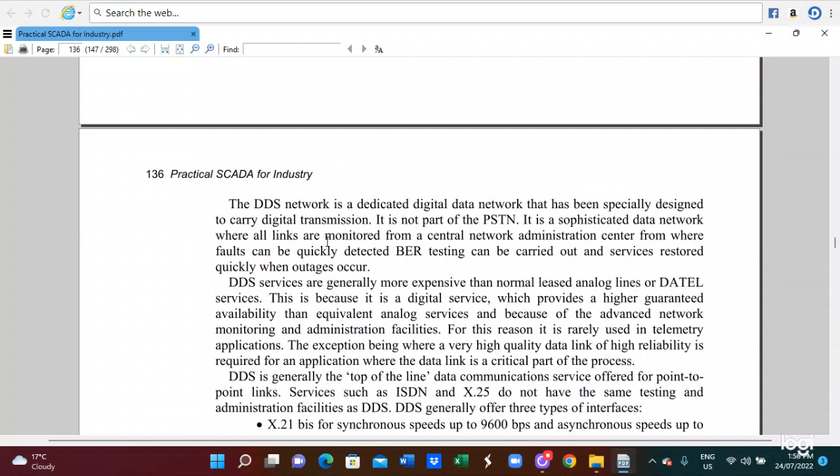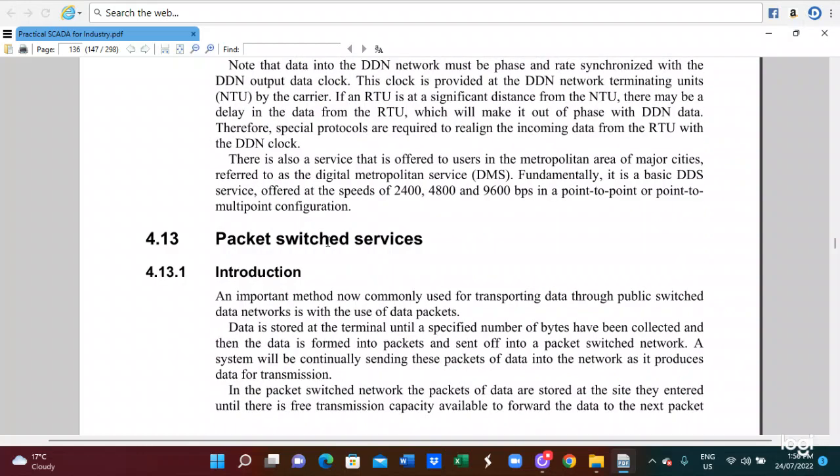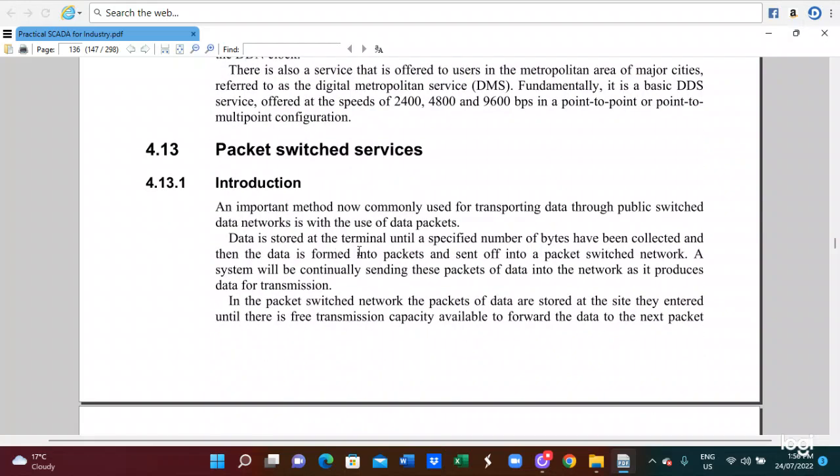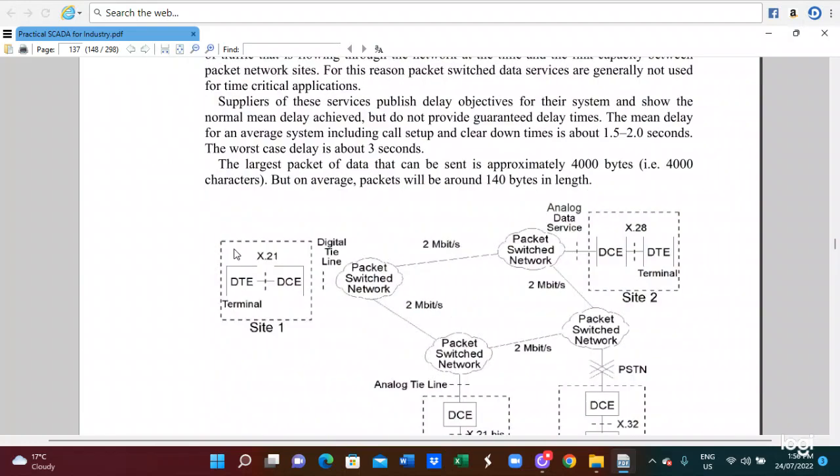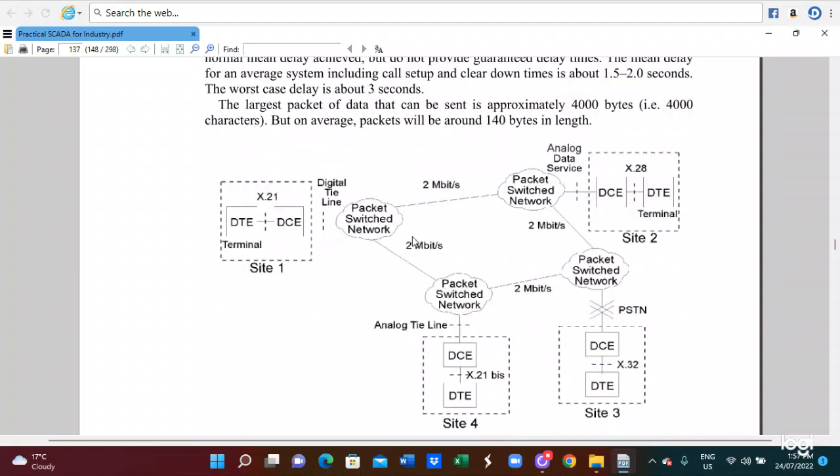The end network is a, so this is information. Also, we are using a packet switch service. The packet switch service is commonly used for transporting the data to the public switched data network and uses data packets. So this is a data packet system. So this is the site one packet switch network, DTE terminal, site two. So this is an arrangement of the packet switch.